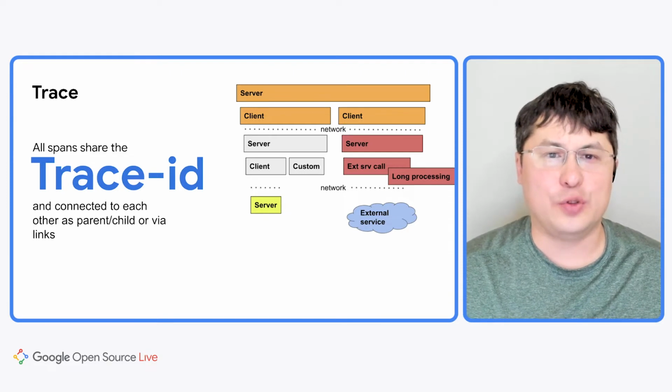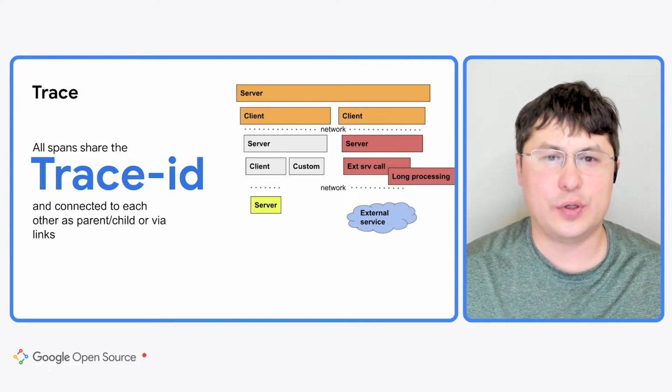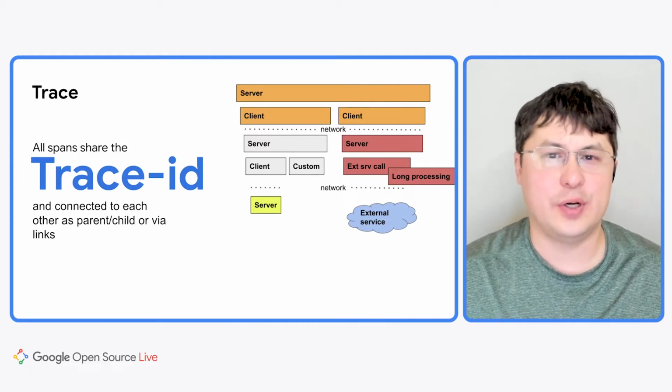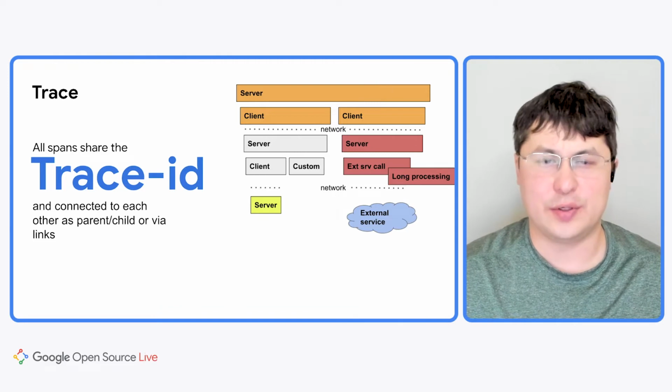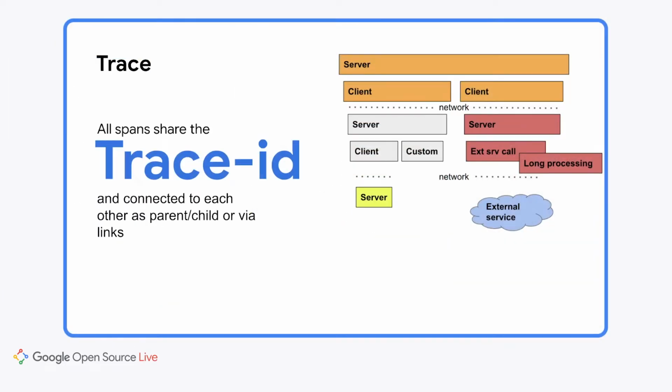We call it a root span. So the server calls into two clients. First time it calls into one server. Second time client calls into the second server through the network.